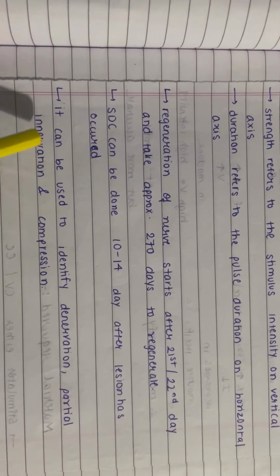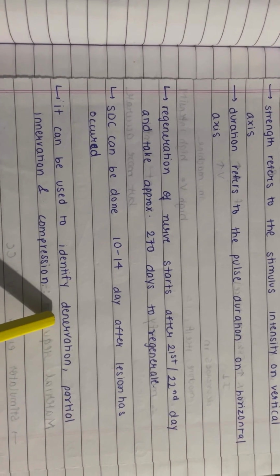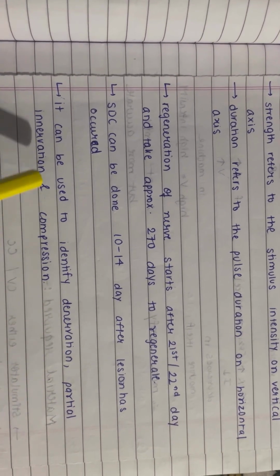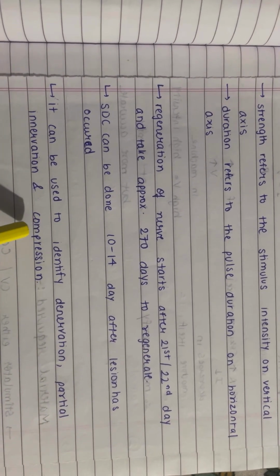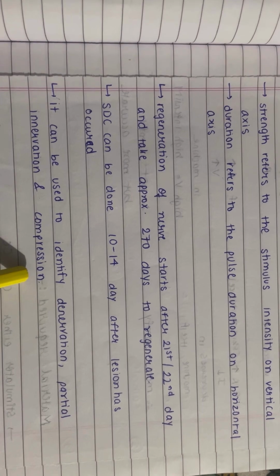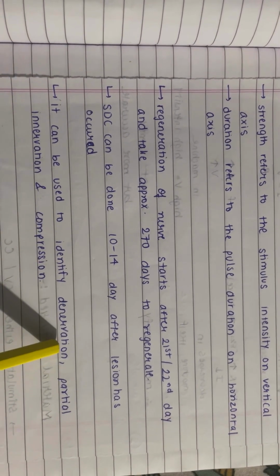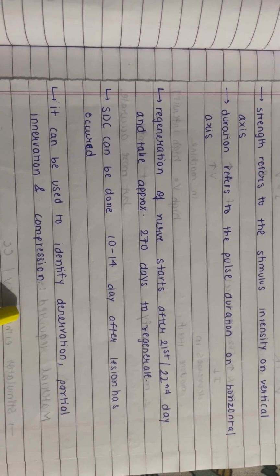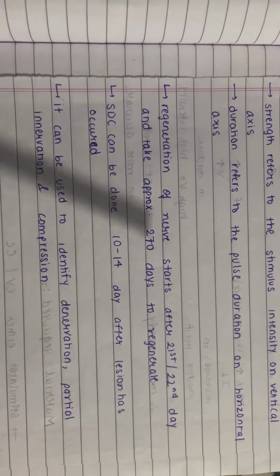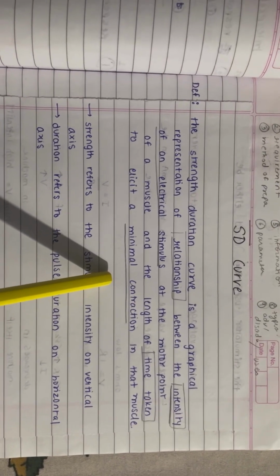By plotting the SD curve, we can identify if the nerve is currently undergoing denervation, is undergoing regeneration, or if the nerve is compressed, that is neurapraxia. So we can identify the different types of lesions, that is axonotmesis, neurotmesis, and neurapraxia. So this was all about the definition of the SD curve.